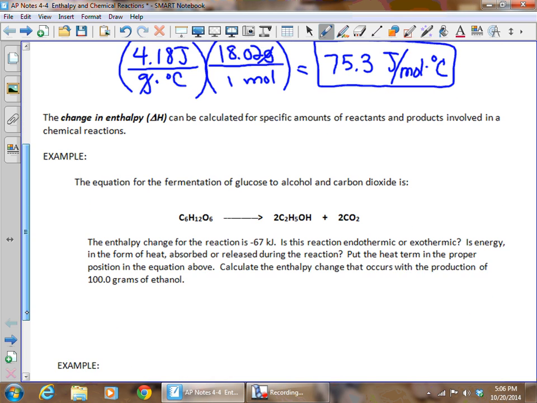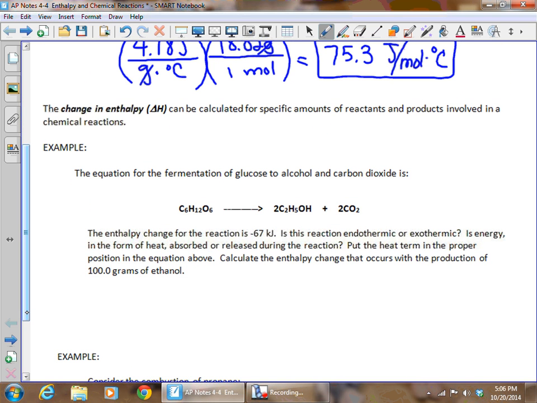So we can calculate the change in enthalpy for specific amounts of reactants and products in a chemical reaction. For instance, it says here that the equation for the fermentation of glucose to alcohol and carbon dioxide is as follows, and it gives us that equation. And it says the enthalpy change for the reaction is negative 67 kilojoules. Really important that once you know that value and you have a chemical equation, you go ahead and put it in the equation. As soon as it's negative, we know that it is on the right-hand side.